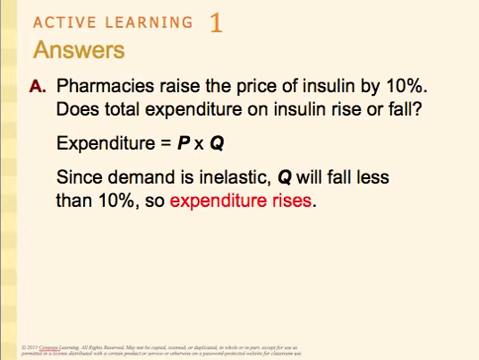We know expenditure is simply price times quantity. It's revenue for the pharmacy. It's expenditure for people. Since demand is inelastic, Q will fall less than 10%, so expenditure rises. People will spend more money to get their insulin.